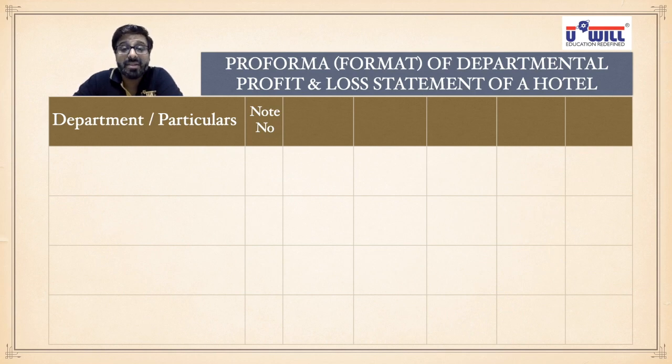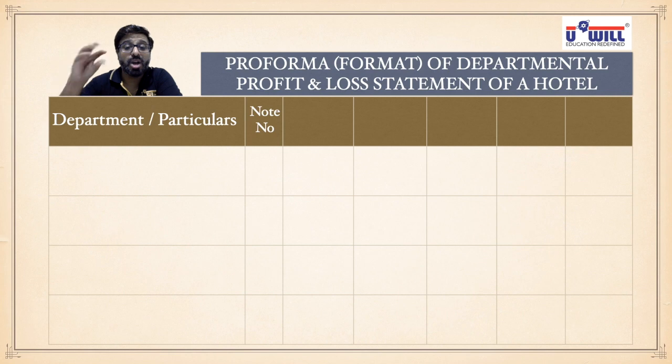Note we will be making wherever we have more than one amount of expense. I repeat, note we will be making wherever we have more than one expense, so that the total can be directly written in this P&L statement, and for the details you can refer the note. I repeat, note when there are more than one expenses.